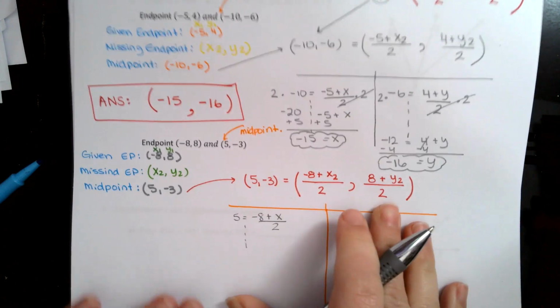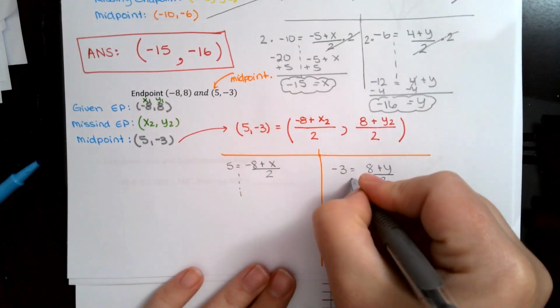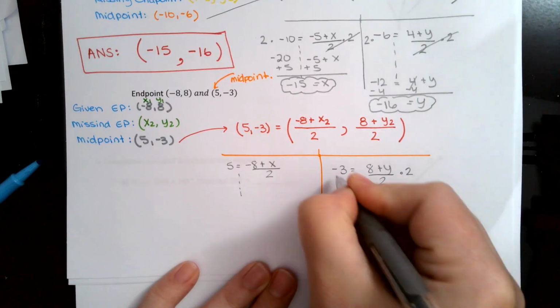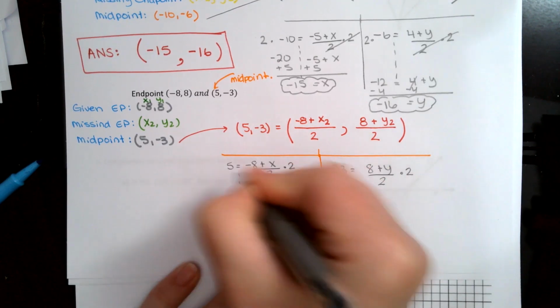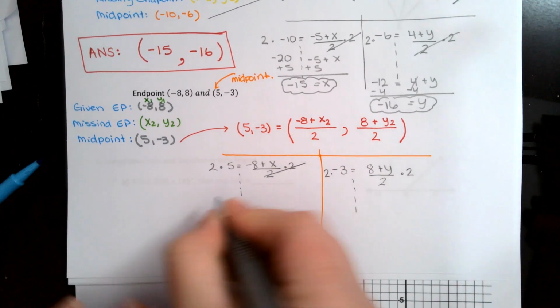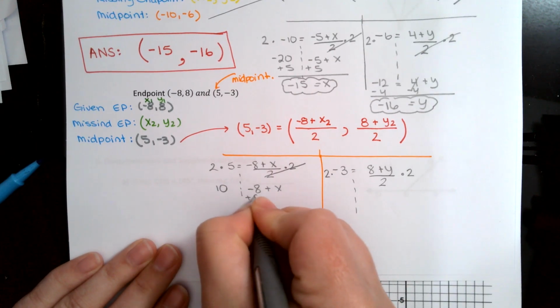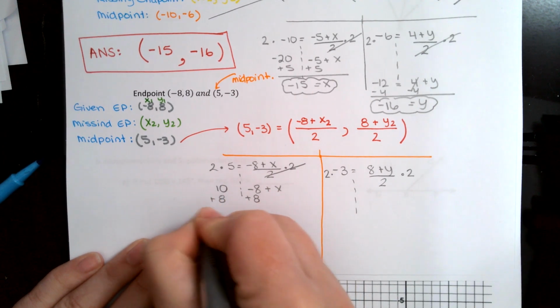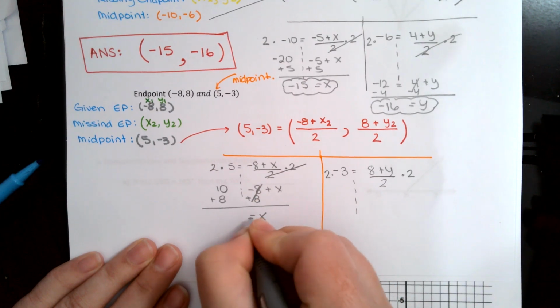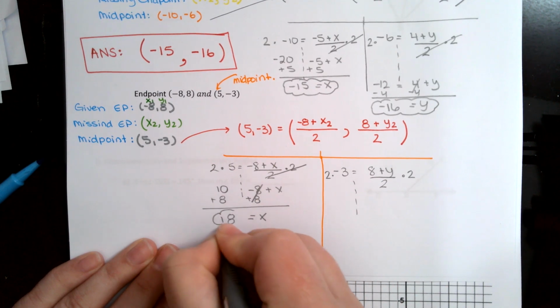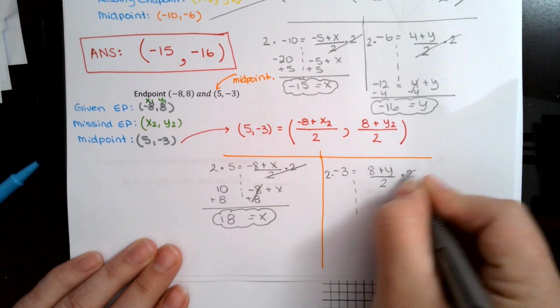Dotted line for balance. Multiply by 2 on all sides. We get 10 is equal to -8 plus x. I'm going to be adding 8 to both sides. X is then equal to 18. Thinking bubble, this is not your answer.